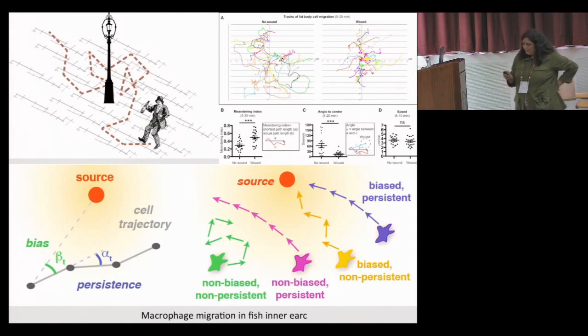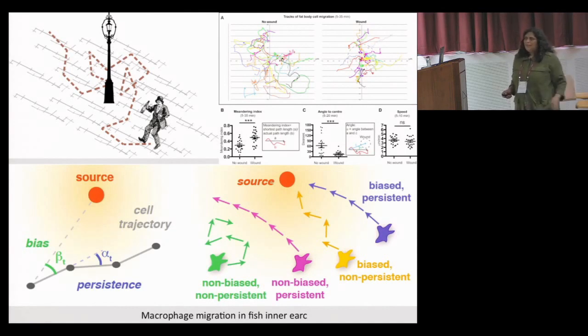So let's just say that you have some source of information, such as a wound or a bacteria, like we saw in the first slide, and something about this source is allowing this macrophage to modify its motility in such a way that it can efficiently approach that source, either to engulf a bacteria or to heal a wound.